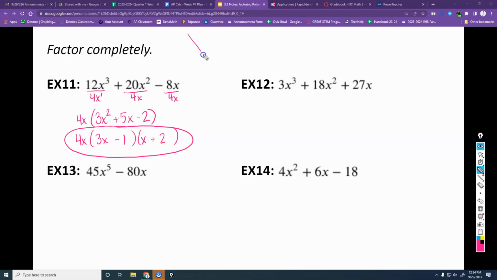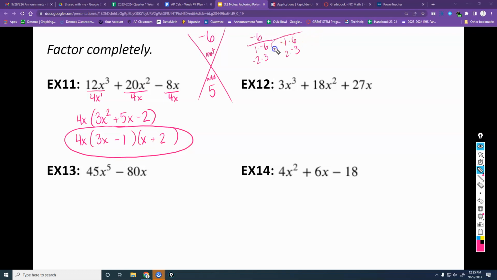If you like X method, when you get to this point right here, you'll do 3 times negative 2. That gives you negative 6. You're trying to get a 5 right here. This is what you add to. This is what you multiply to. So negative 6, you can do 1 and negative 6, 2 and 3, one of those negative. You could do negative 1, positive 6. You could do positive 2, negative 3.